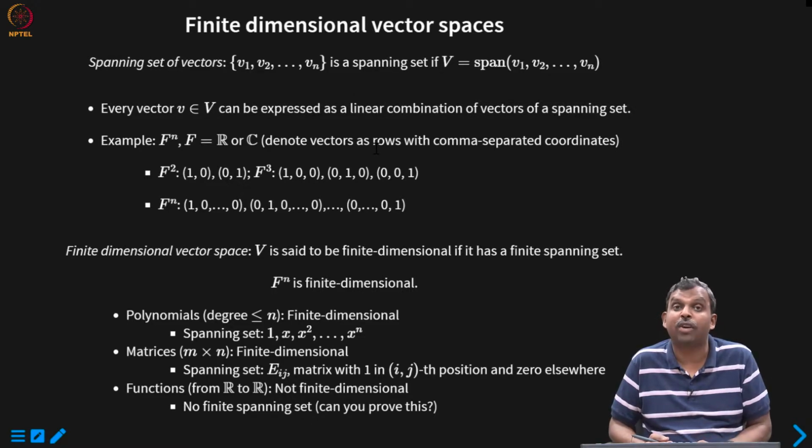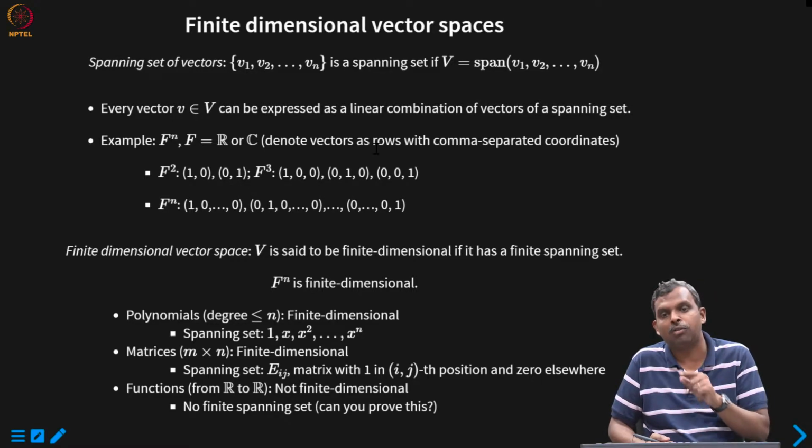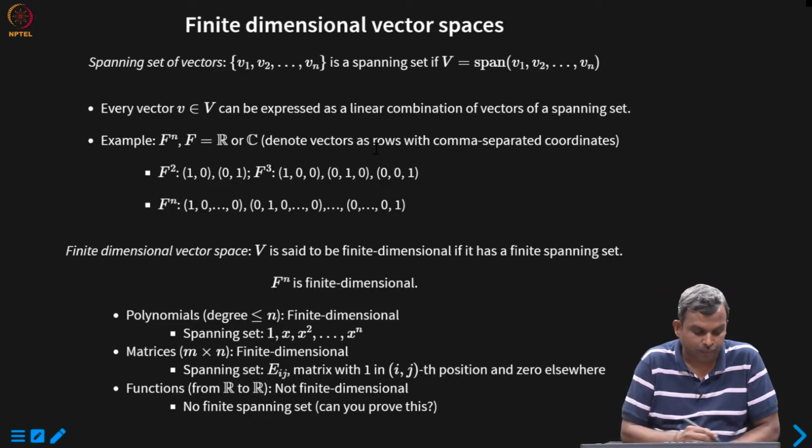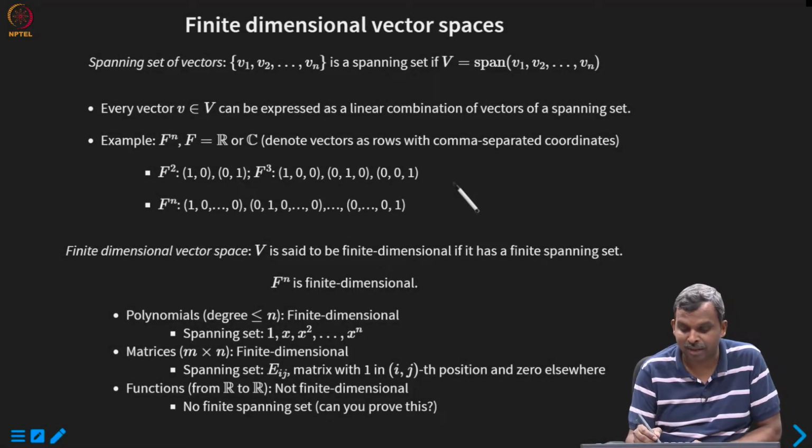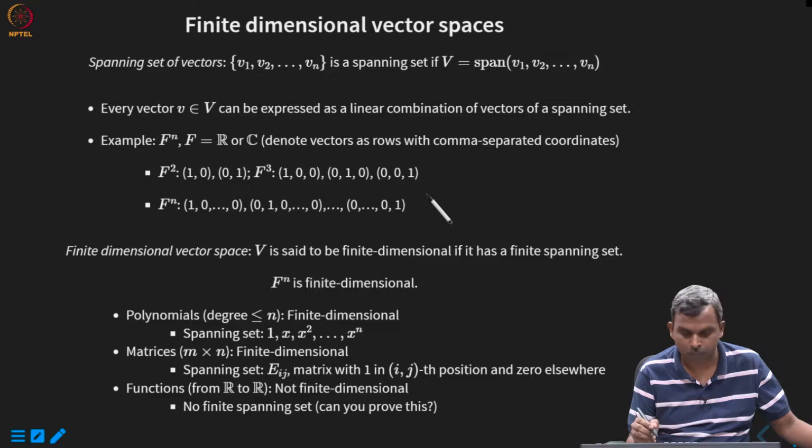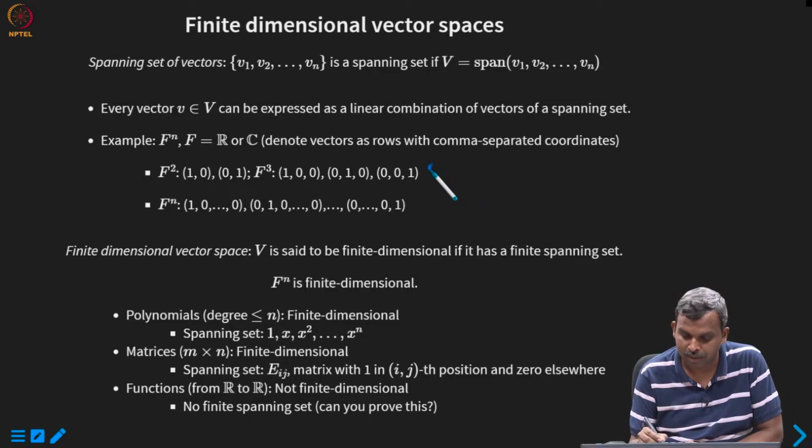In general, for Fn, I can come up with a spanning set: 1 followed by zeros, then 0, 1 followed by zeros, like that, right? The ith vector will have 1 in the ith position and 0 elsewhere. Okay, so that is the spanning set. These types of spanning sets have a name. These are called, so these are sort of standard in some sense, right?